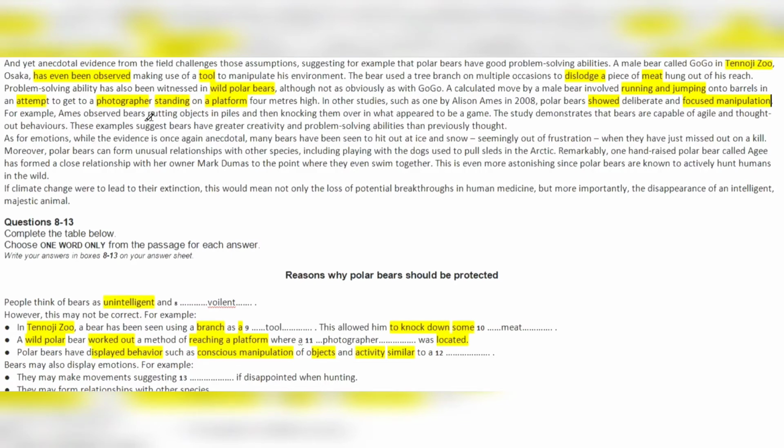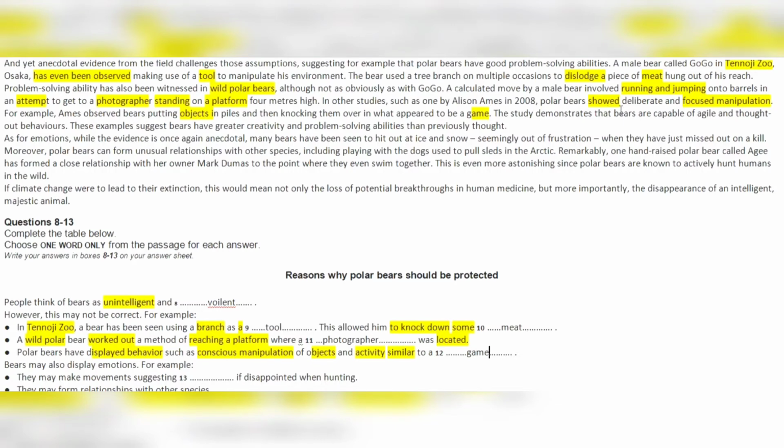For example, Ames observed bears putting objects. We find the word objects here, the similar word is object, in piles, and then knocking them over in what appeared to be a game. What appeared means activity similar to a game. So here the answer would be game.